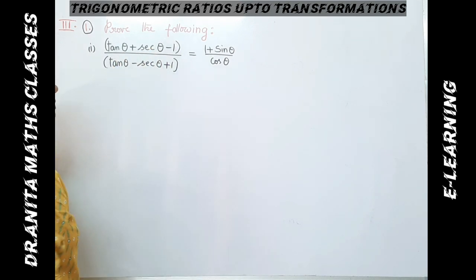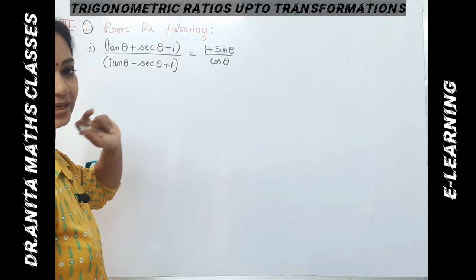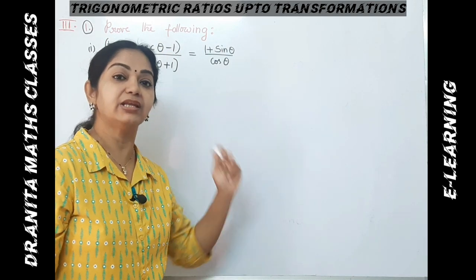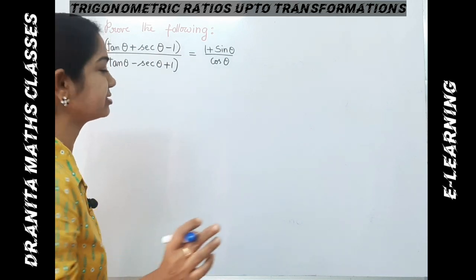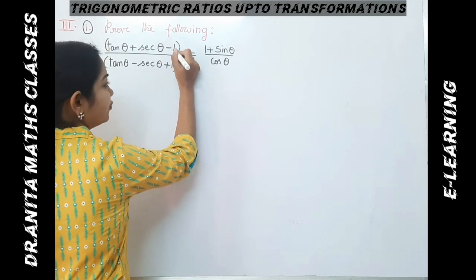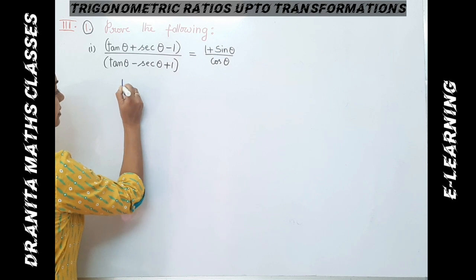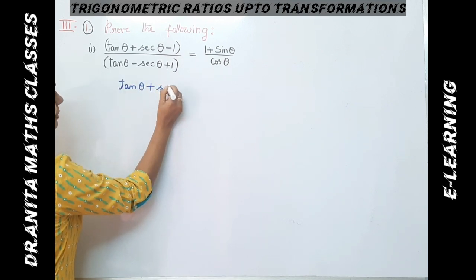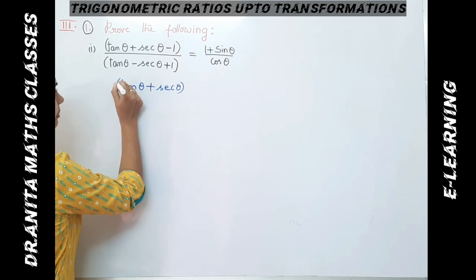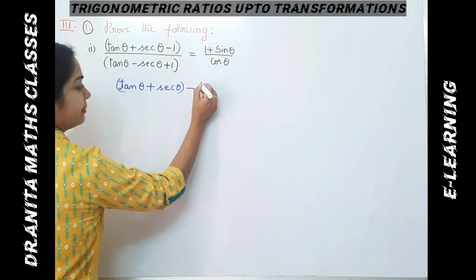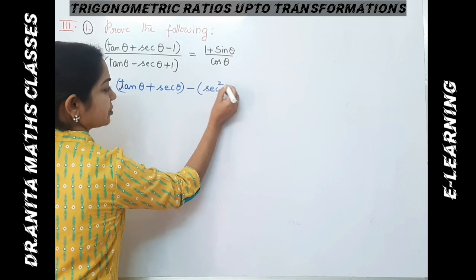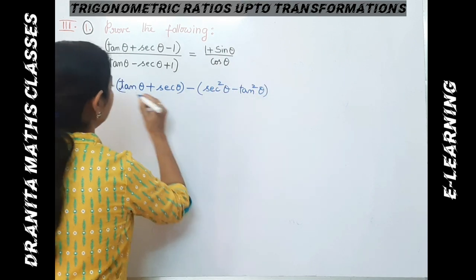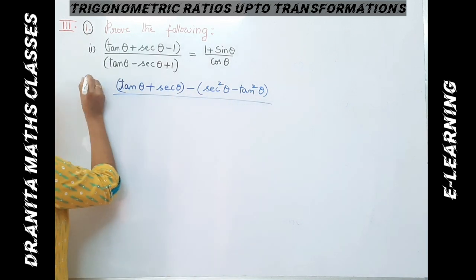If you see the LHS part, here tan and secant minus 1 is there. When 1 is there, we will go for the trigonometric identity involving tan and secant, that is the second trigonometric identity. In place of 1, I'll replace the second trigonometric identity. Let us start here. Tan theta plus secant theta, if I keep it in bracket, instead of 1, I'll replace it as secant square theta minus tan square theta. Okay, only in the numerator part.